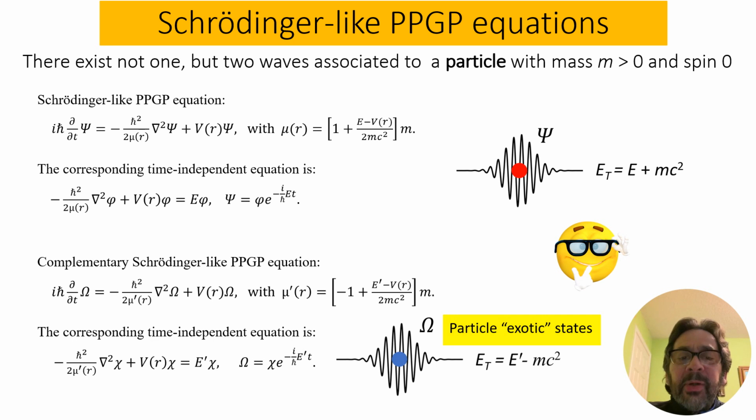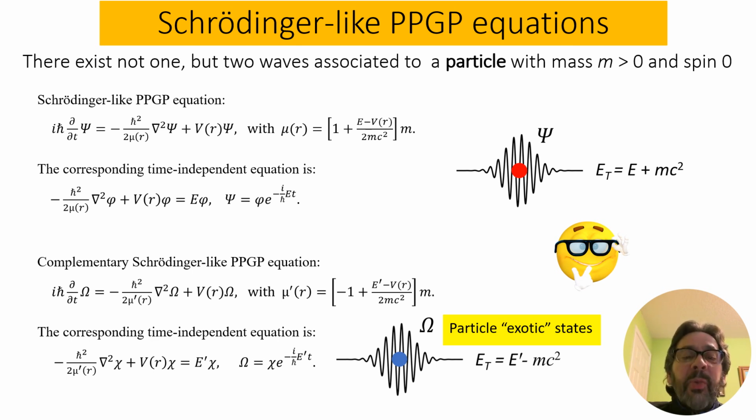A relativistic quantum particle has two waves associated to it. In one, the energy of the particle in the wave is E plus mc². In the other one, that corresponds to the particle exotic state, the energy is E prime minus mc². What wave equation is this wave a solution of? Well, it is a solution of the complementary Schrodinger-like PPGP equation shown below.